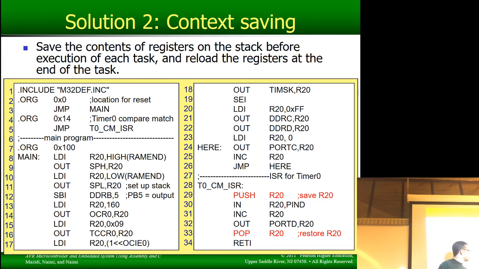We're going to save the register. So before we do anything, we know that we're going to be overwriting R20, so we push it onto the stack. Then we can erase R20, do whatever we want with it, and at the end, we restore its value.